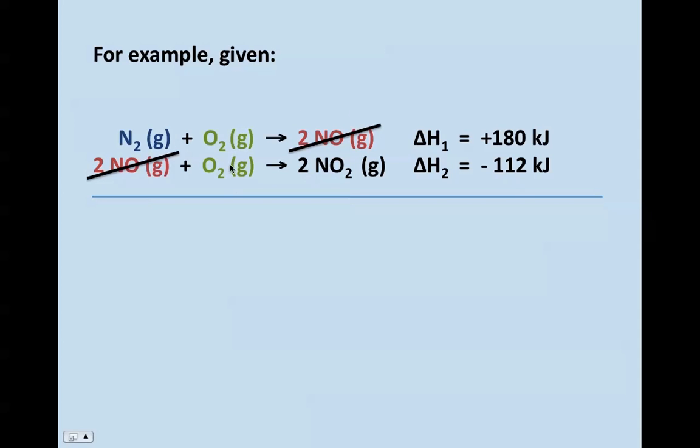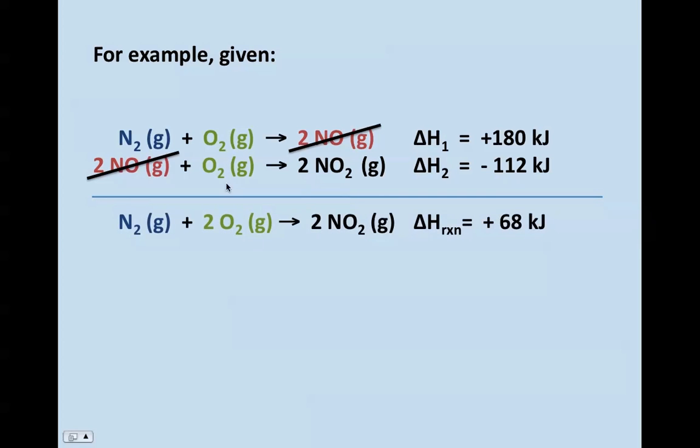Both of these oxygens are on the same side, both on the reactant side, so we're going to leave them alone. So we simply go ahead and write the new formula, which is N2 plus 2O2. So I've combined them: 2 moles of O2 are going to form 2 moles of NO2. Because of this, I can then simply add the heats of reaction together. So my new formula, which is the formation of our nitrogen dioxide, has a heat of reaction which is positive 68 kilojoules. So it's as simple as that.